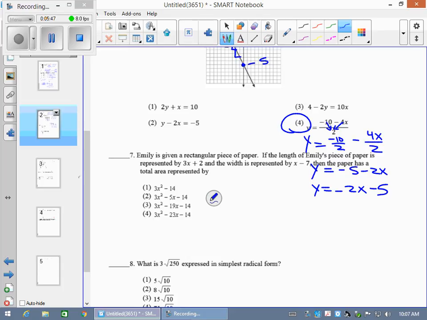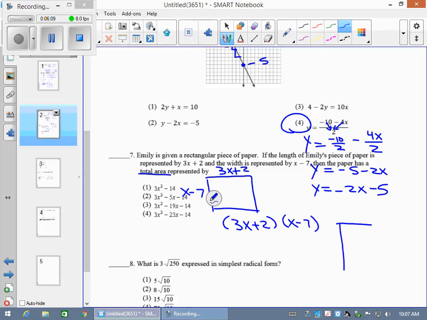Taking a look at number 7, we have a rectangular piece of paper. The length is 3x plus 2, and the width is x minus 7. And they want to find the total area. So area is length times width. So if I take 3x plus 2 and I multiply it by x minus 7, I can figure out what my answer would be. So I'm going to use the box method, but you could have also used the double distributing method. So 3x plus 2 and x minus 7.